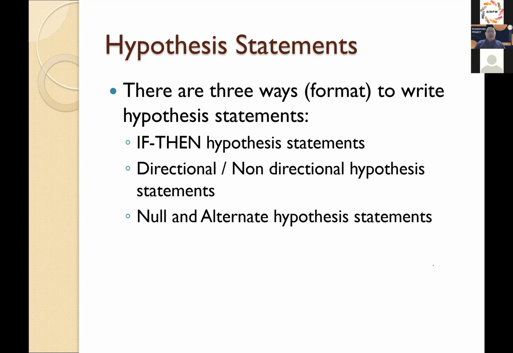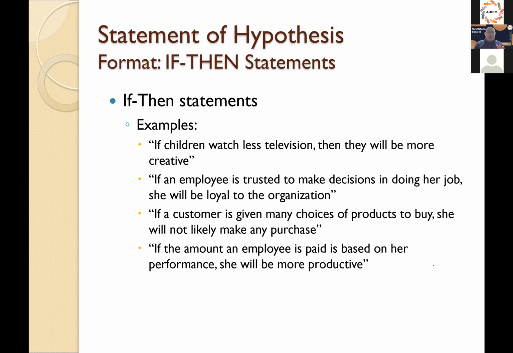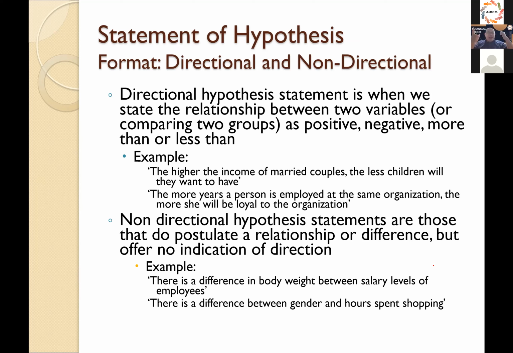This one I will skip because I taught you already: if-then, directional, and alternate. If A, then B. Directional means the more, the higher, the less, the worse. But we have one called no direction, which focuses on difference. All these are H1; they didn't put H0 for you to see. There is a difference between body weight and salary levels, or a difference between gender and our shopping. That is called non-directional because it is only a difference, but we don't know whether it's going up together or going down together.